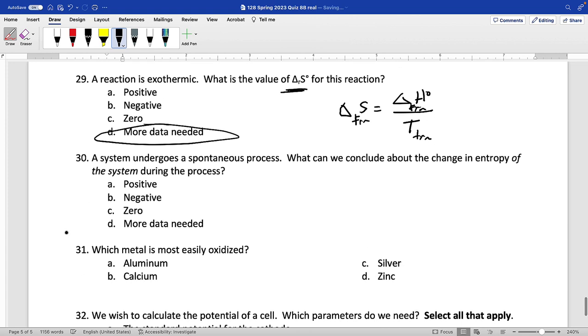A system undergoes a spontaneous process. What can we conclude about the change in entropy of the system? If spontaneous, we know delta S for the universe is going to be positive, but not necessarily for the system. And so we just don't know. There's more data needed.